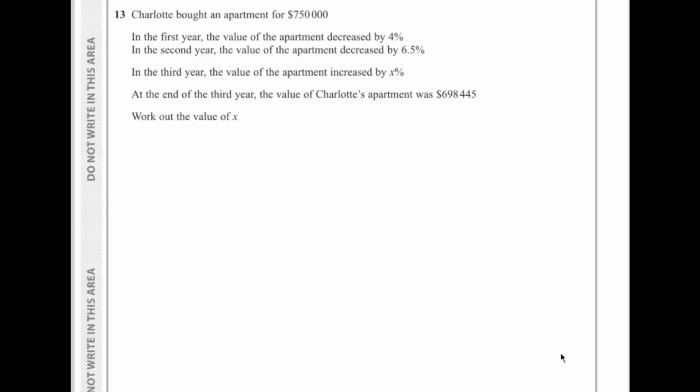Question 13. Charlotte bought an apartment for $750,000. In the first year, the value of the apartment decreased by 4%. In the second year, the value of the apartment decreased by 6.5%.